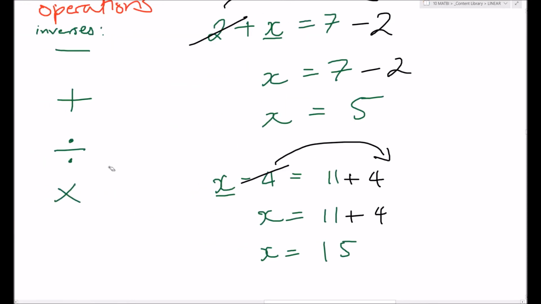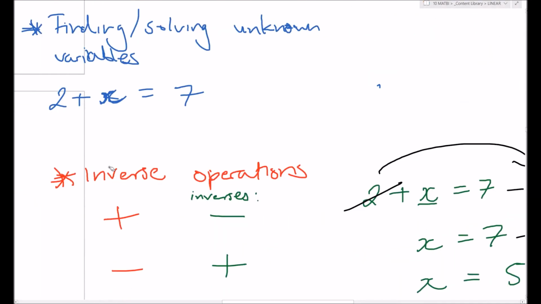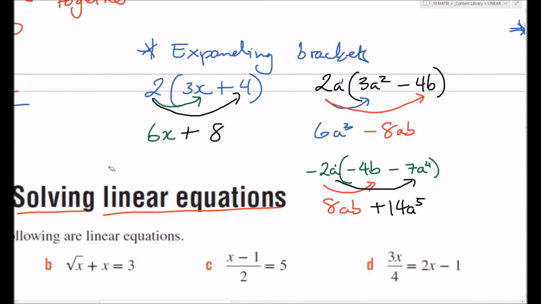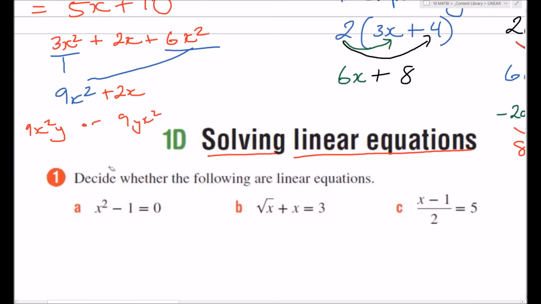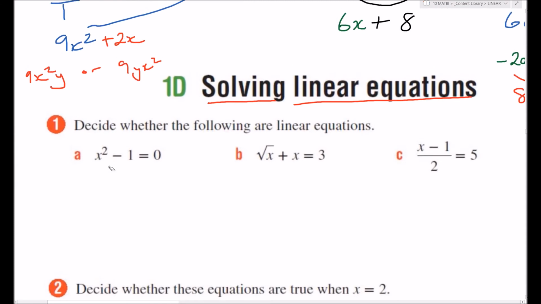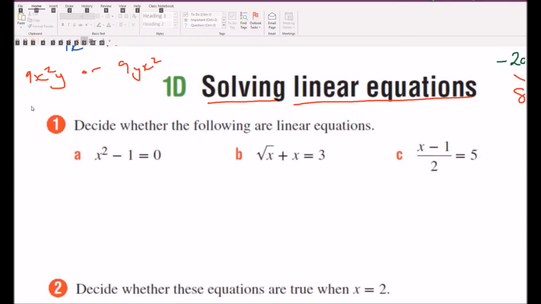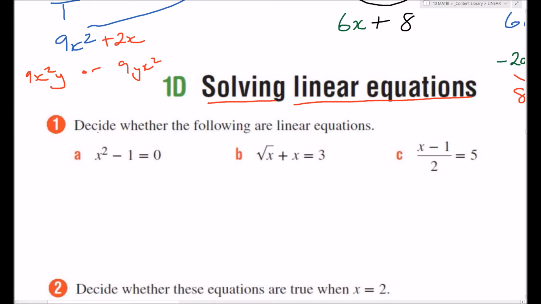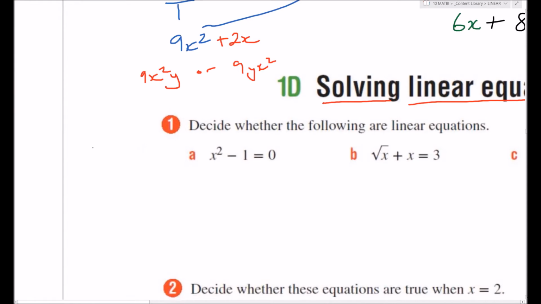Okay, so that's the principle behind inverse operations and also finding unknown terms, which we will use for these questions when we get to them in these examples. So first and foremost, let's start and understand what is a linear equation, and decide whether these are linear equations. The criteria for a linear equation is, first and foremost, it must have an equal sign. If your equation doesn't have an equal sign, then it's not a linear equation.